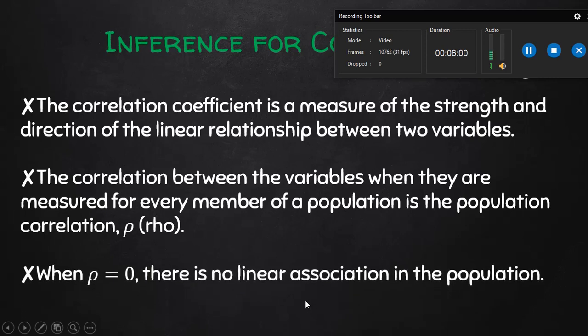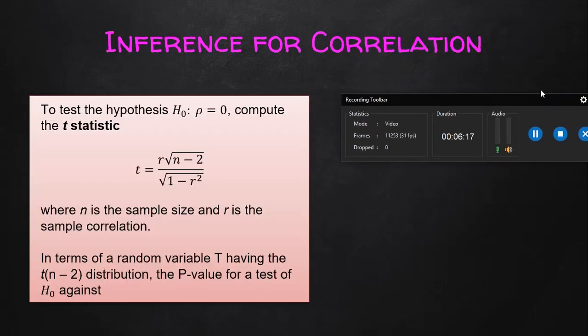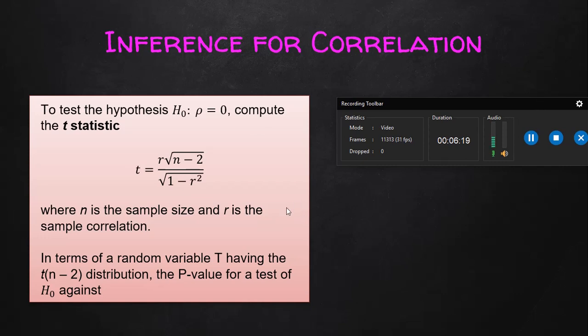If you were to test this, it would be very similar to testing beta 1, that the slope is equal to 0. We're just saying that the correlation coefficient is 0, which would imply that there's no linear relationship in the population. So if you were to test this, you would set up your null hypothesis that rho equals 0, and likely your alternative would be that rho is not 0.